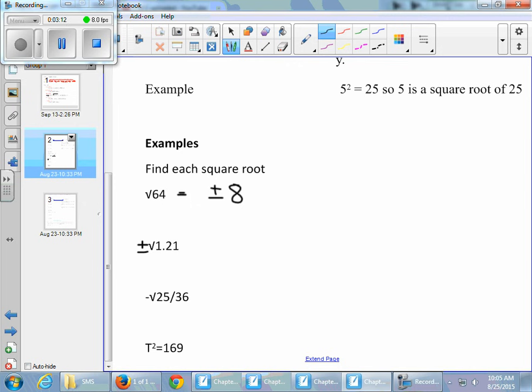Now we have the square root, plus or minus, of 1.21. So let's just get rid of the decimal for a second. 121. Is there any number times itself that would get us 121? 10 times 10 is 100. 11 times 11 is 121. But the answer is not 11. We have a decimal: 1.1, and it is also plus and minus. Plus and minus 1.1.